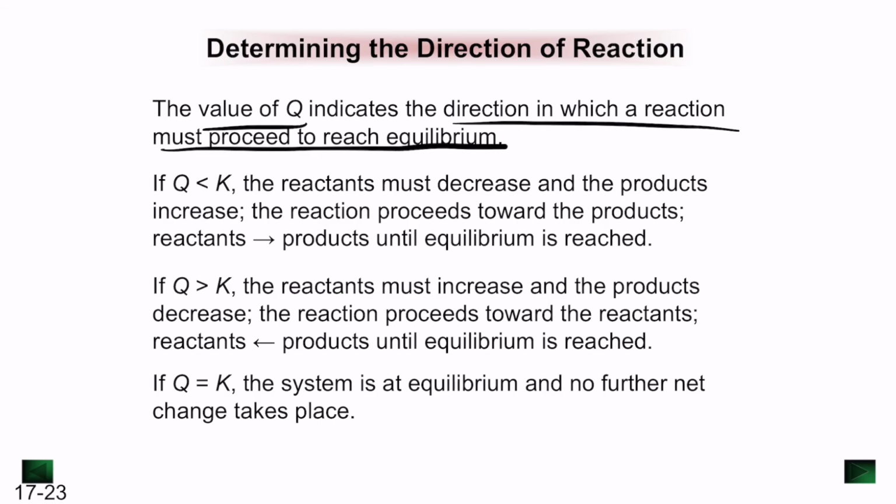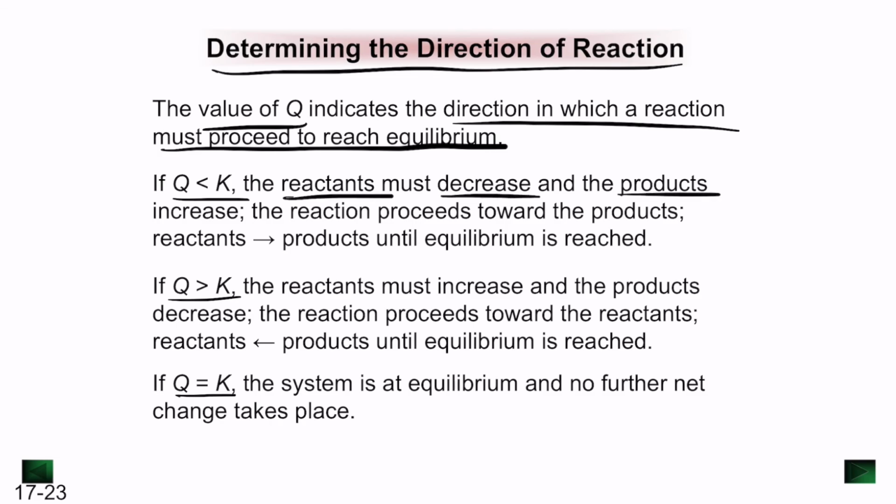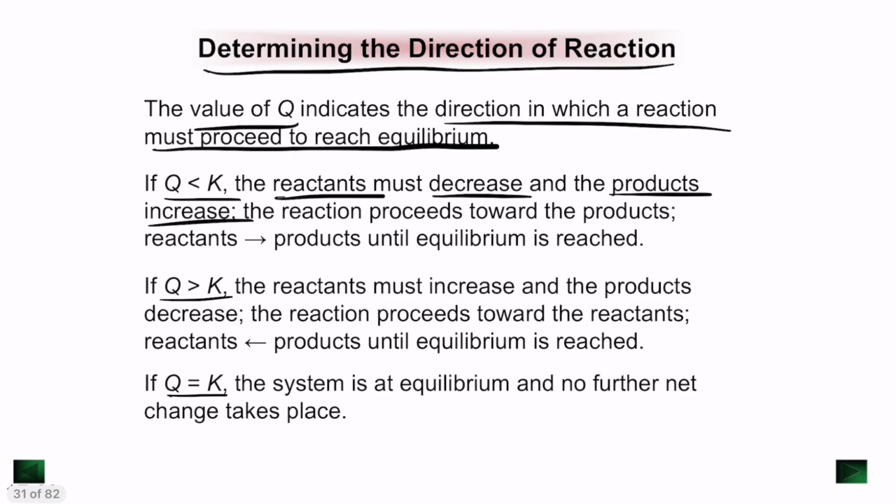Because Q and K values are really good in determining the direction of the reaction, we use three main conditions: Q less than K, Q greater than K, and Q equal to K. When Q is less than K, the reactants must decrease and the products will increase. The reaction will proceed towards the products until the equilibrium is achieved.